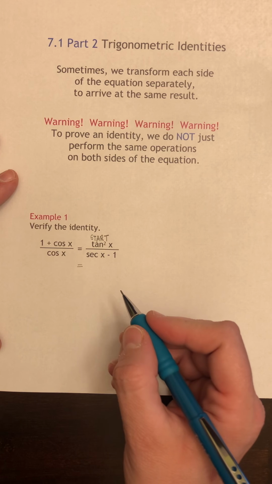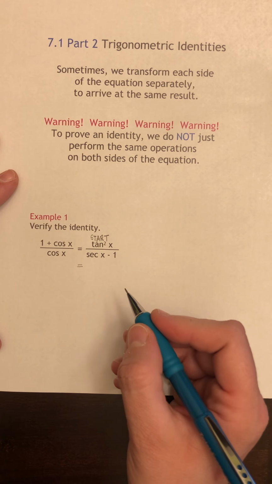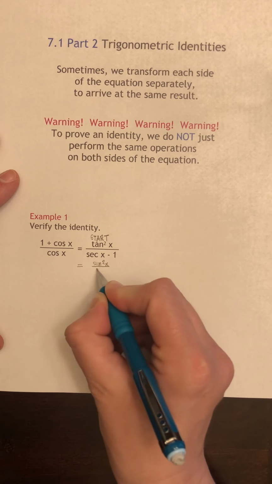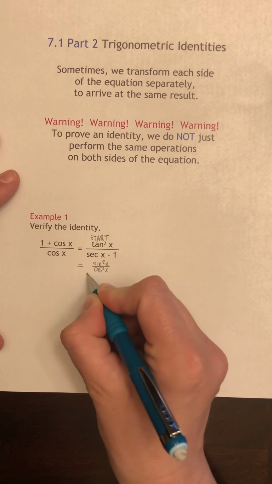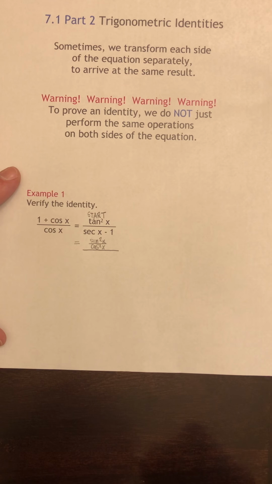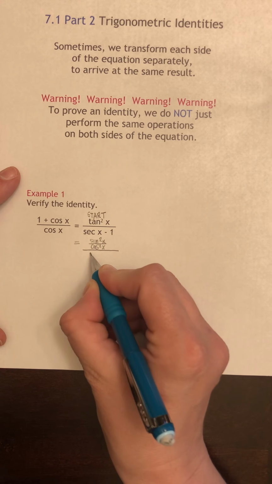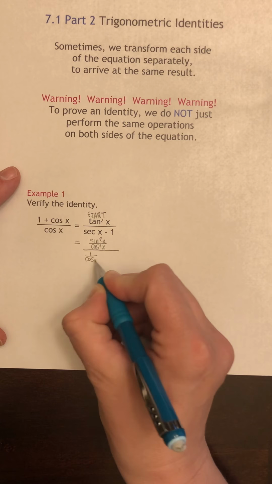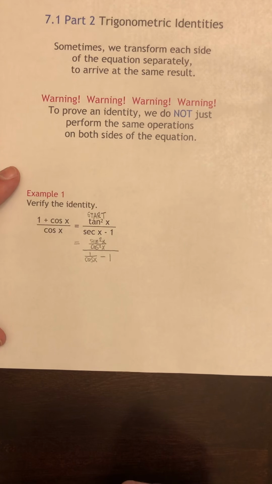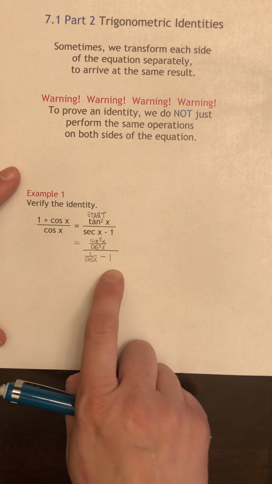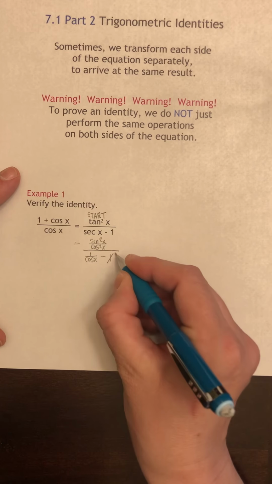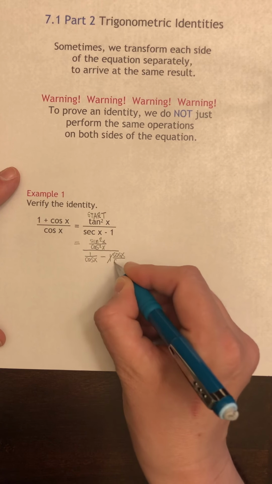So tangent squared x, what do we know about tangent? Tangent means sine over cosine. So if I have tangent squared x, then I'm going to change that to sine squared x over cosine squared x. So that takes care of that numerator. Now let's look at the denominator. We have secant x minus 1. Well, secant x is the reciprocal of cosine. So right now I have 1 over cosine x minus 1. I'm probably down here in the denominator going to need a common denominator. So what can I do to that 1? Well, that's easy. I'm going to turn it into cosine x over cosine x.